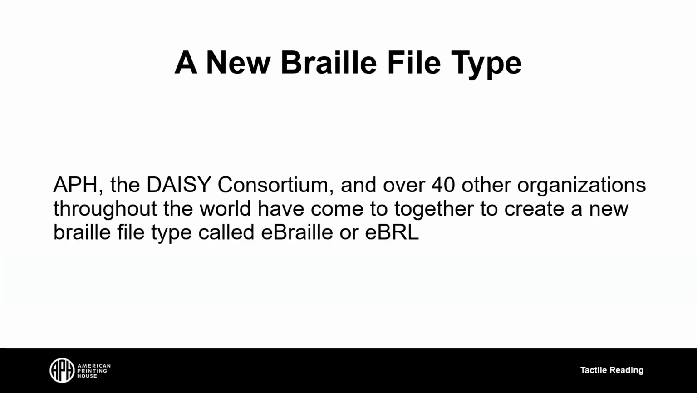All right, so let's get into what is eBraille. Some of this will be familiar to folks, but so what is it? It's a new Braille document type. And basically what happened is APH, the DAISY Consortium, and over 40 other organizations around the world came together to create this new Braille file type called eBraille or eBRL. In both cases, it's a lowercase e starting it and then a capitalized B.